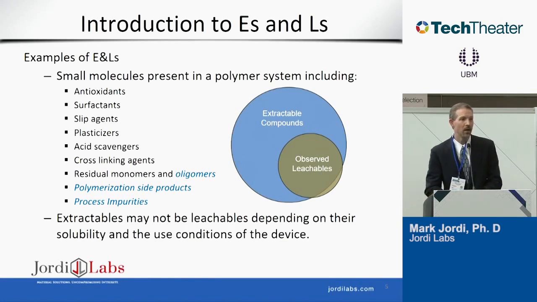In general, the types of things that we find when we start doing an E&L study are things like antioxidants, slip agents, lubricants, many of the different types of small molecules contained in a polymer system. But some of the most interesting components that we'll find are those which are either byproducts or oligomeric materials of the polymer itself. And those present unique analytical challenges because many of them are not commercially available. So then the question becomes, how do I quantify something if there's no standard? How do I identify something if there's no standard? And so those are really where some of the challenges come in E&L work.